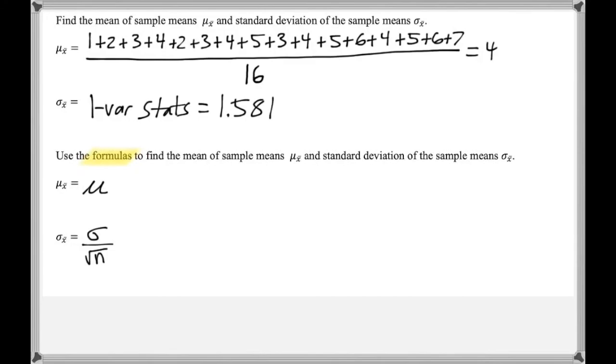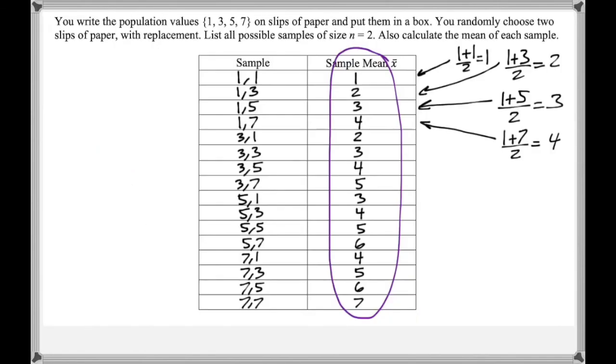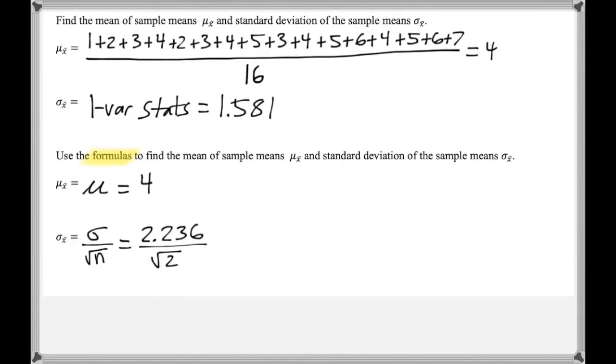So mu x bar is equal to 4. Sigma over the square root of n is equal to 2.236 over the square root of 2. So n is equal to 2 because each of our samples is of size 2. And this is equal to 1.581. So we used the formulas and we still got the same thing.